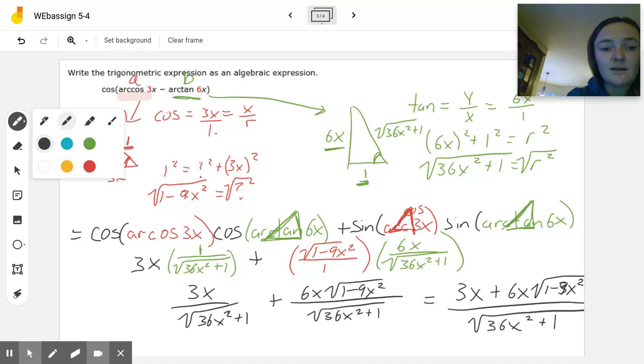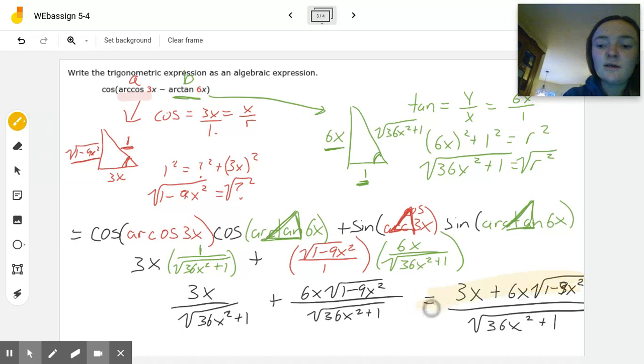And that right there is the solution. Hopefully if we put that in Webassign, we get a correct solution out. All right, let's go ahead and move on to the next one.